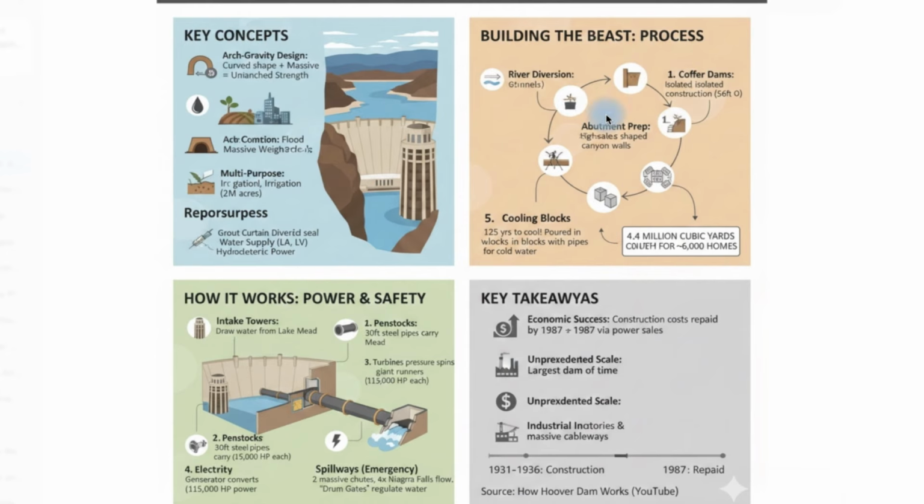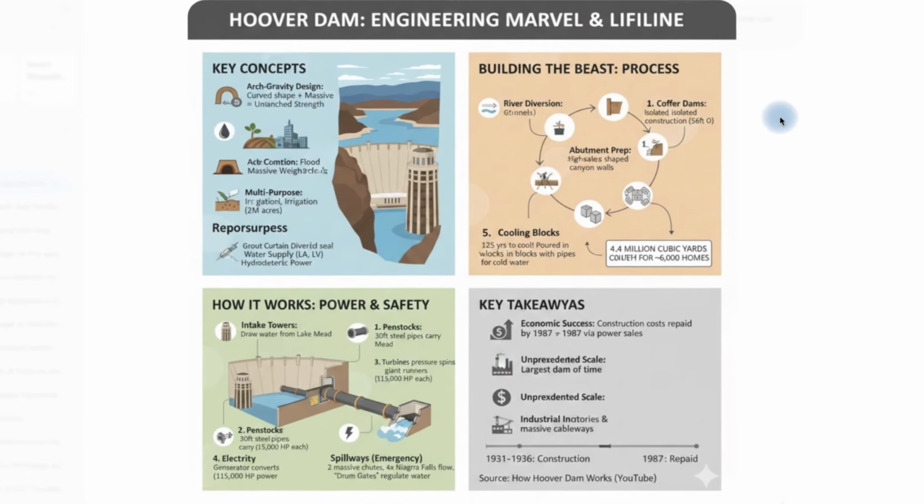We can see the processes, the river diversion, coffer dam, the cooling blocks, how it works. Power and safety, everything is discussed over here. The penstocks, the electricity, the intake towers, and so on. And then key takeaways directly, everything has been converted into an understandable infographic that you can use for any conceptualization. So this is the second use case. Let's look at the third use case.